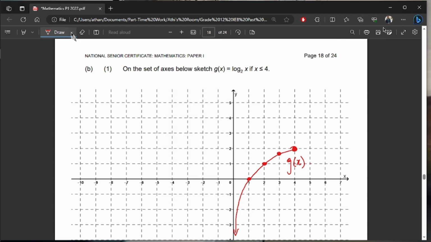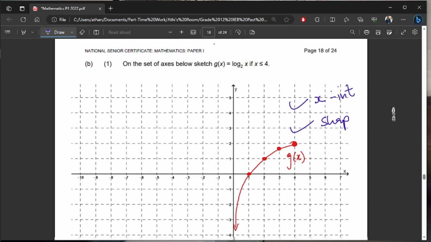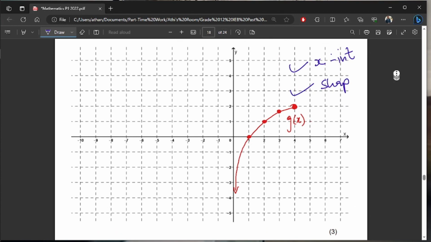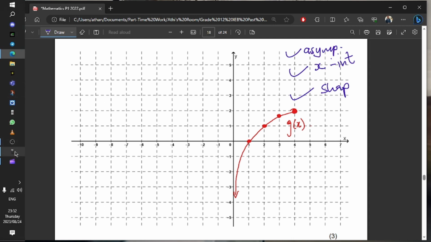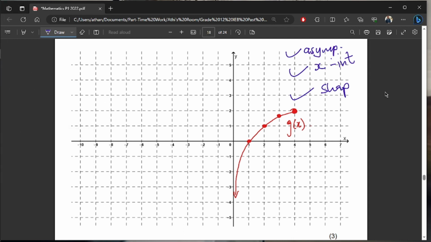Okay, now let me tell you guys, what are they looking for when they mark? So when they mark, they are looking for the shape of the graph. You get the shape. They are looking for definitely the x-intercept. Now, it's 3 marks. We have the shape, we have the intercept. I'm assuming the other mark is for the asymptote. My teacher used to say asymptote. Okay, let me move on to the next question.